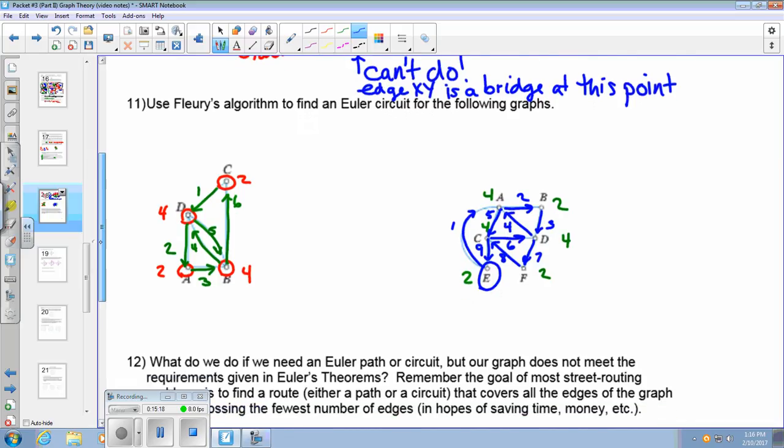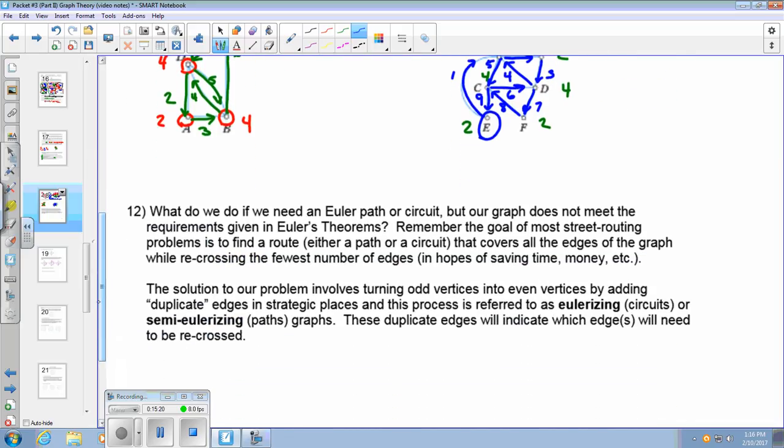All right, so question 12, what do we do if we need an Euler path or circuit, but our graph doesn't meet the requirements given in Euler's theorems? Remember, the goal of most street routing problems is to find a route, either a path or a circuit, that covers all the edges of the graph while recrossing the fewest number of edges, and that's in hopes of saving some time or some money.